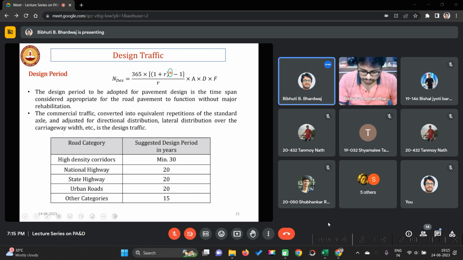I hope you have understood. Next is design period. That means for how many years you are going to design the road. Because based on that only this figure will change significantly. So IRC has suggested that if we are designing a high density corridor, means some expressways sort of roads, then minimum for 30 years you need to design. Alright. If it is national highway, then 20 years, state highway 20 years, urban roads 20 years, and all other categories 15 years.